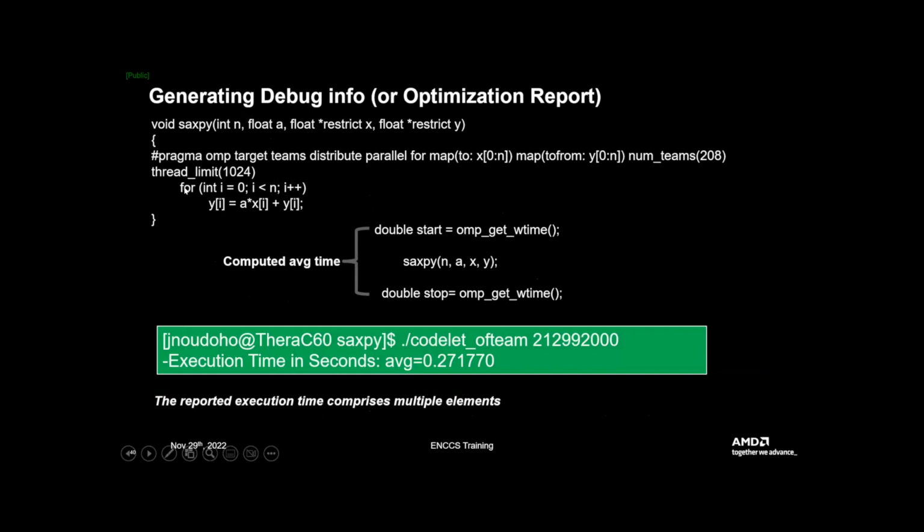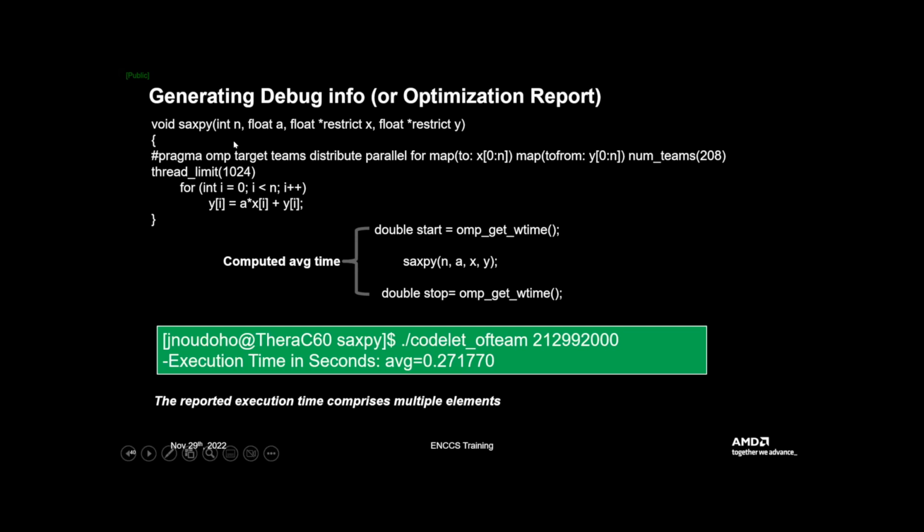Let's consider this simple example. This is simple SASP code that we are offloading onto AMD GPUs. We specify the number of teams and the thread limit. You don't have to, but I put this number here to show you how this works technically.